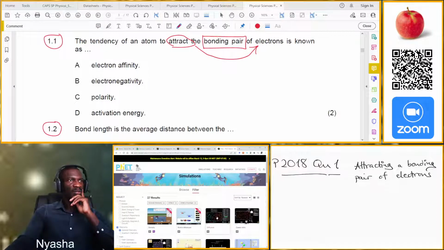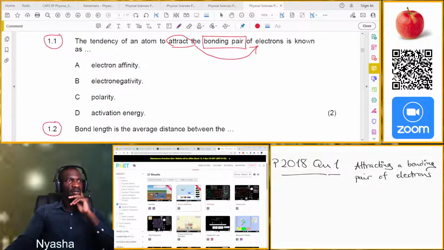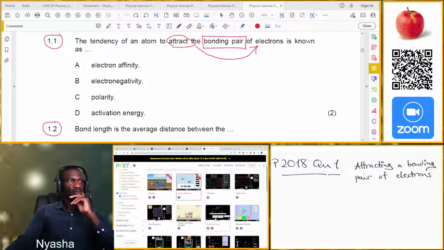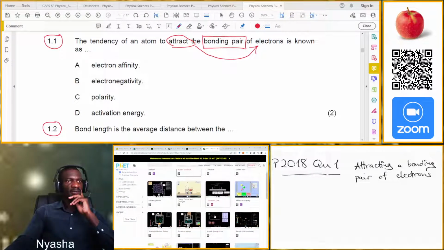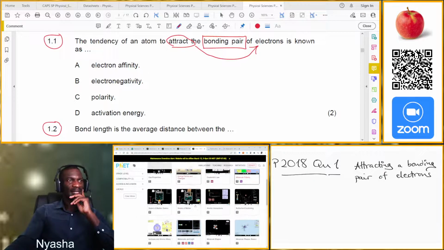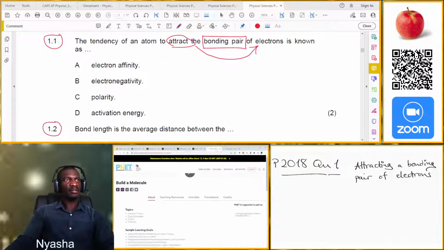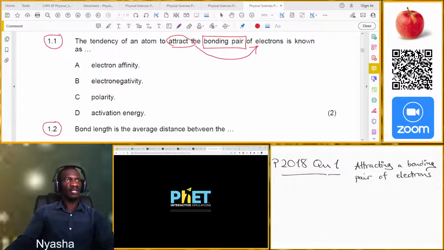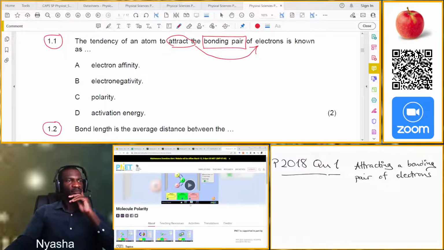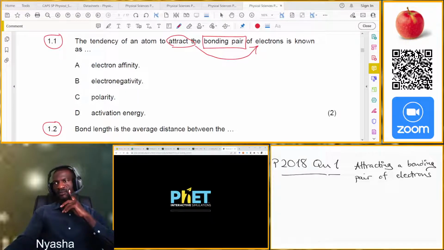Some bonding structure with electrons. So we can build a molecule, I guess. Let's see if we can build a molecule there. The whole idea is if we can see it, this is molecule polarity, right? Molecule polarity could be useful. Let's see if it can work.